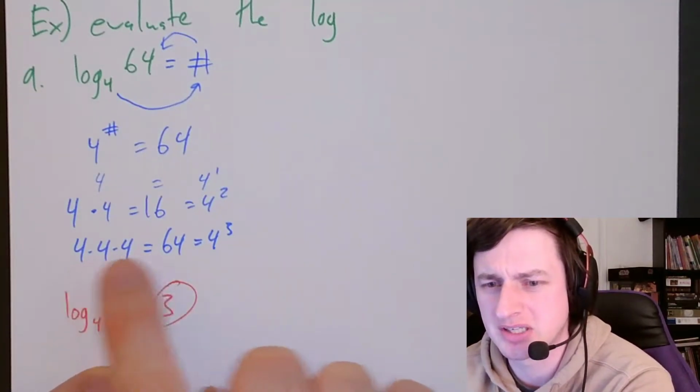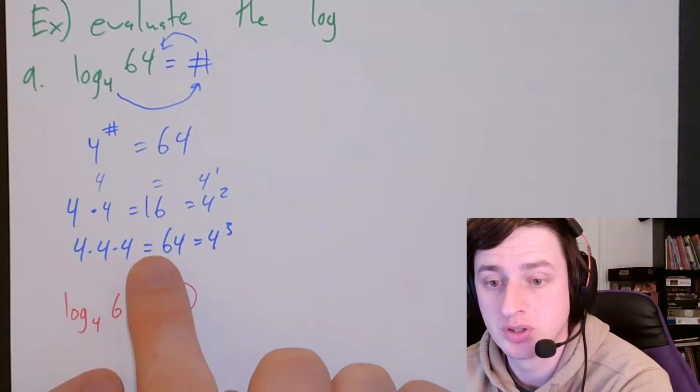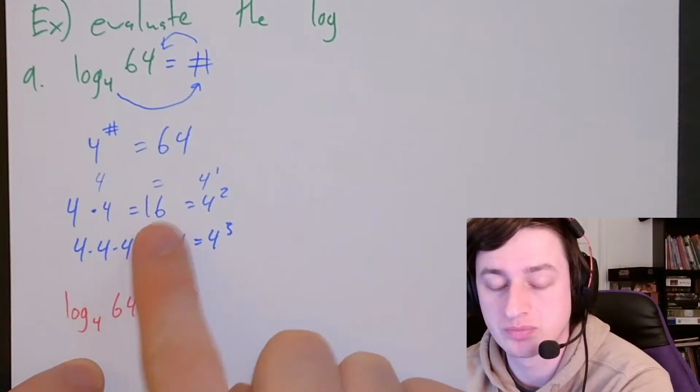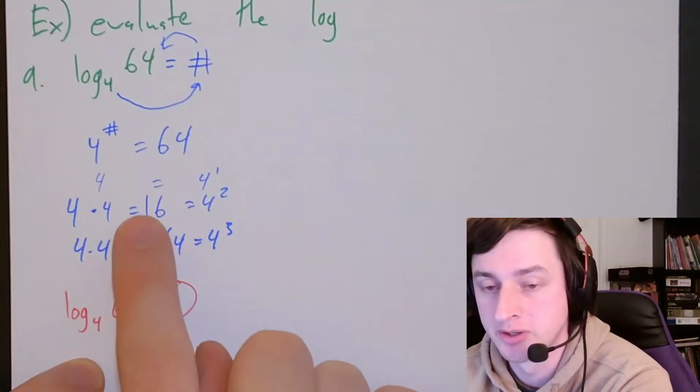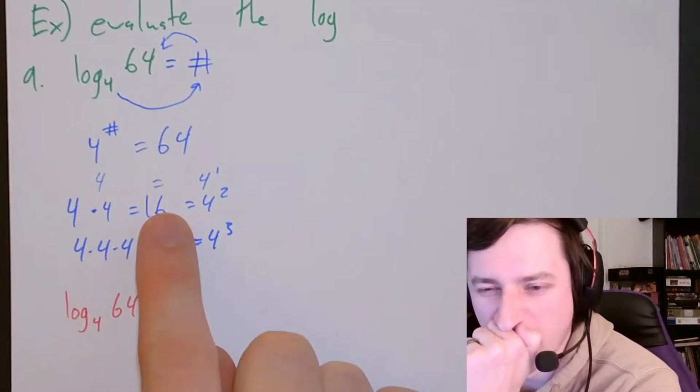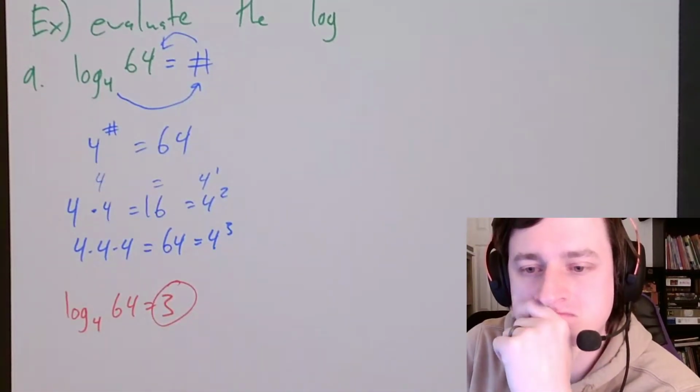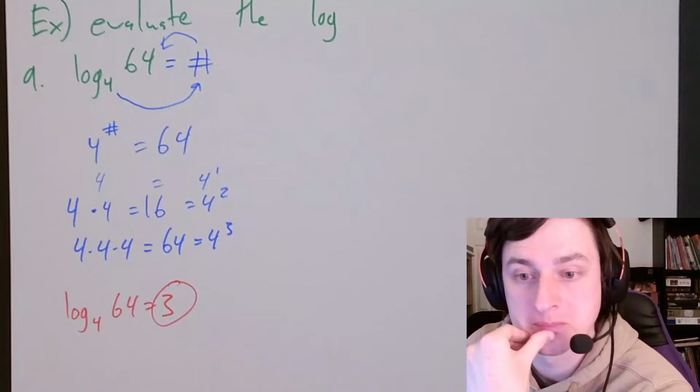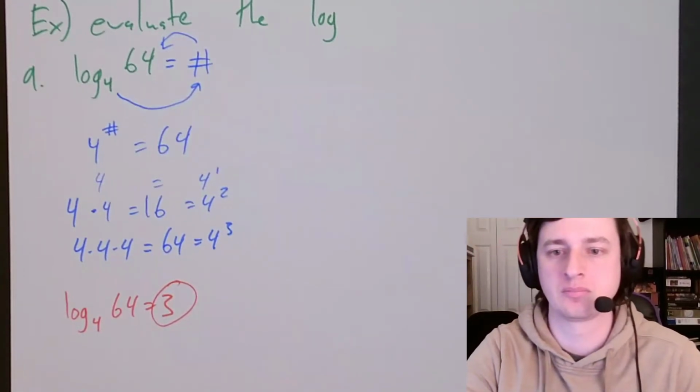Now this is the kind of thing you might need to multiply out or use a calculator for. I just did 16 times 4 in my head really quick. 4 times 6 is 24. Excuse me. Gives me 64. Okay.